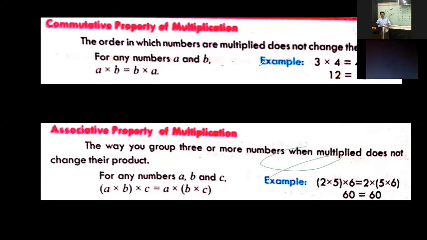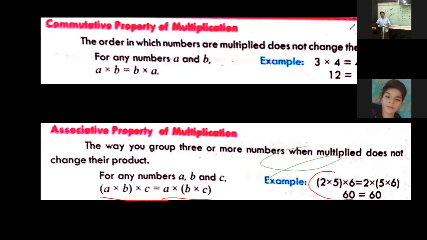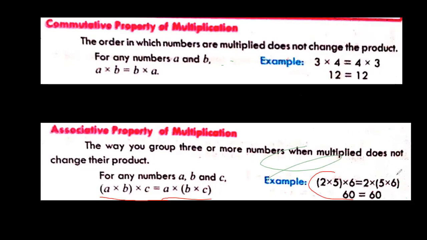And if there are 3 elements, 3 numbers, just like these, 2 multiply 5 and then multiply 6, this property is known as... Can you differentiate between these two? In the commutative property, there are only 2 elements. And in the associative property, there are 3 elements. But in the first 2, there is a bracket, and here the last 2.